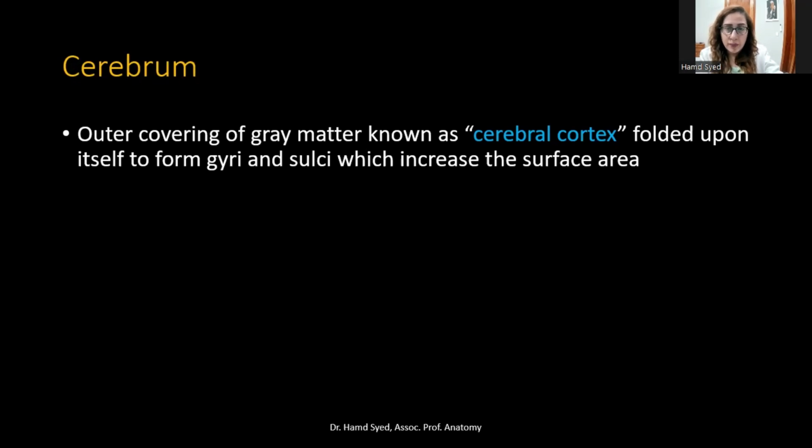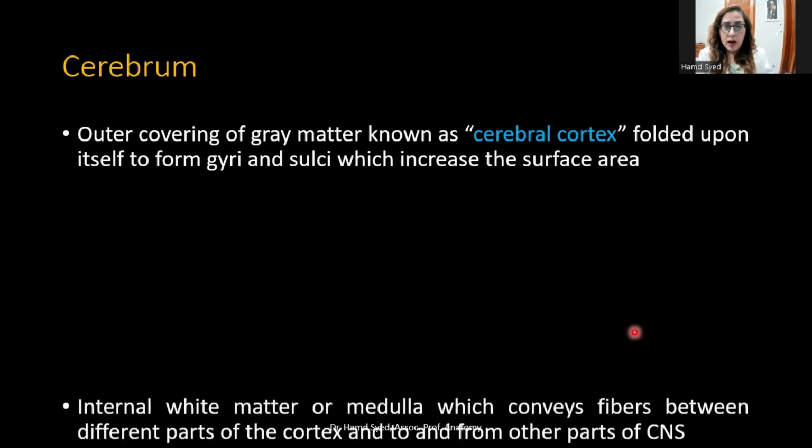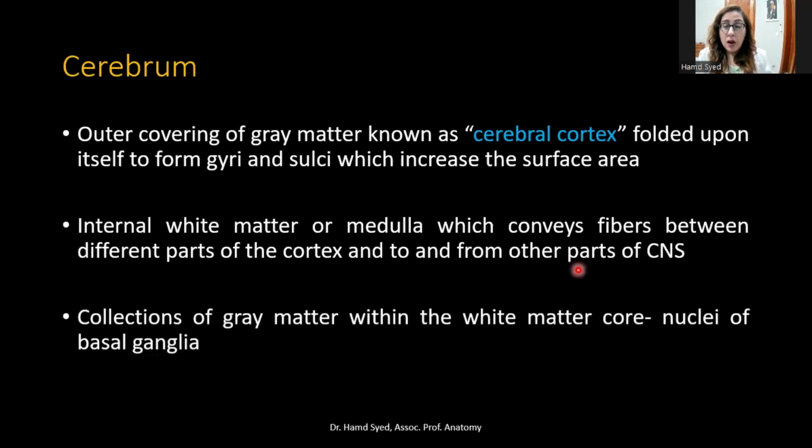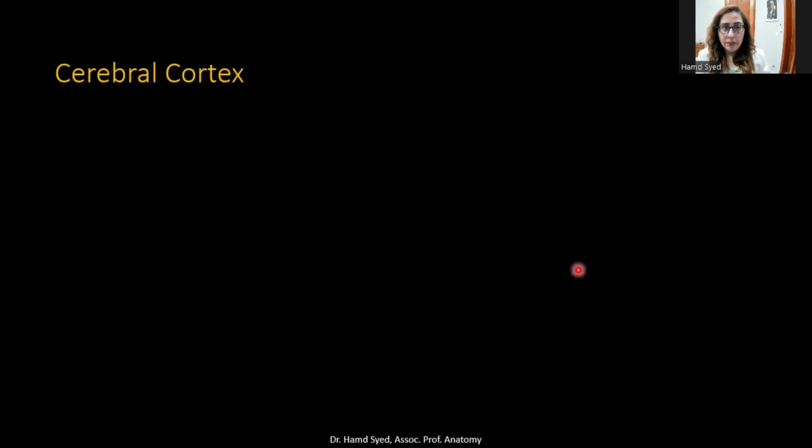available for function. Okay, and also you should know that inside this gray matter is the white matter or the medulla, which conveys fibers between different parts of the cortex to and from other parts of the central nervous system. And then further deeper within that white matter are certain collections of gray matter, which are known as the basal nuclei. So this is the general organization of gray and white matter in the cerebrum.